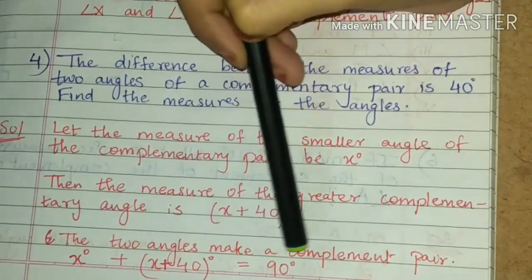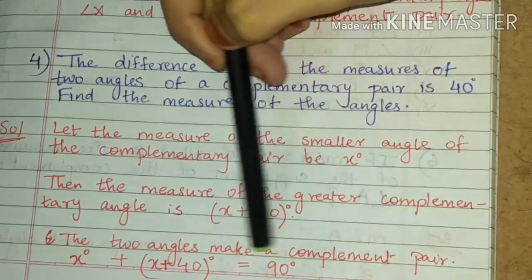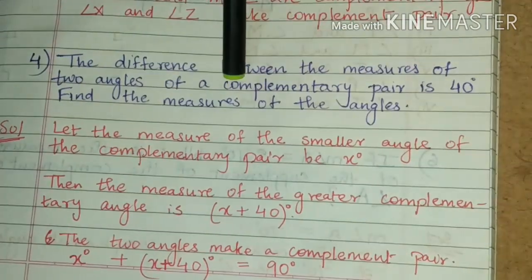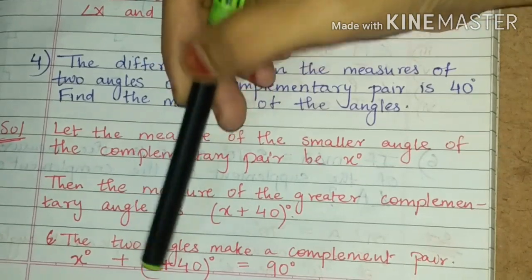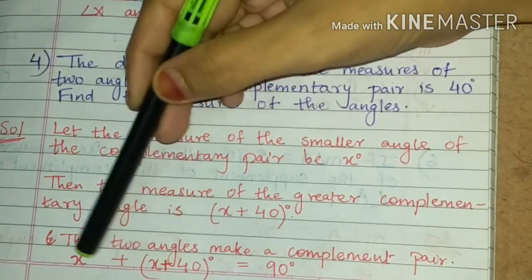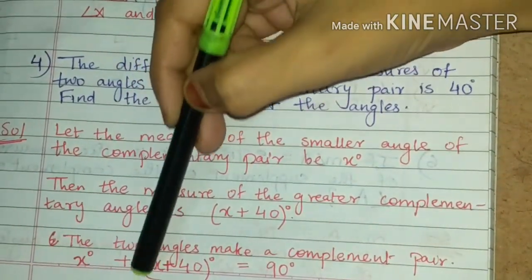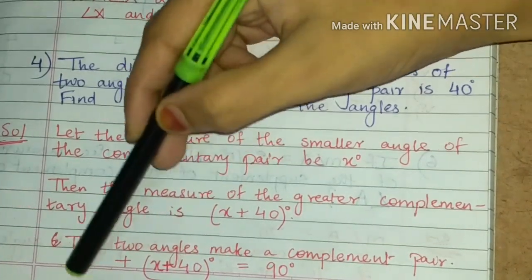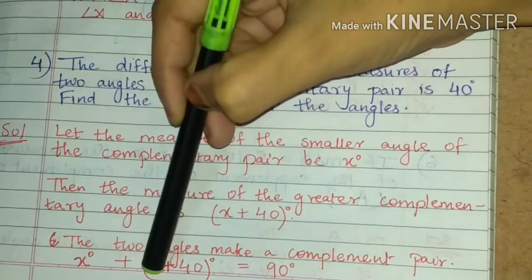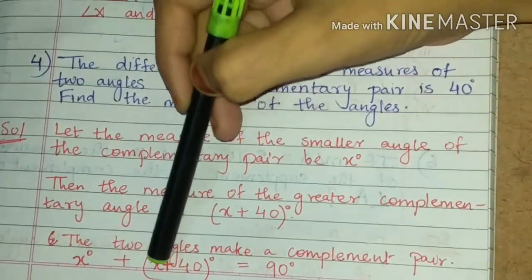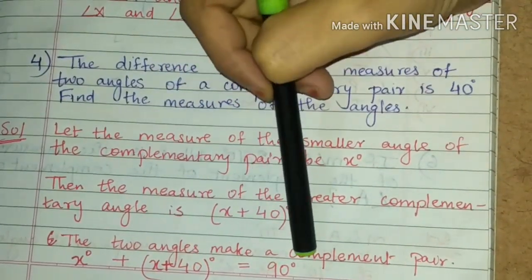The two angles make a complementary pair, as it is given in the question. So x degree, this is the smaller angle, plus the greater angle. This full bracket, x plus 40, is the measure of the greater angle, equals to 90 degree.